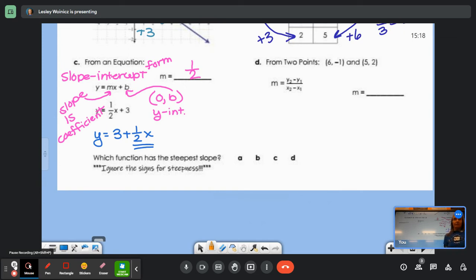So, those subscripts, some kids get a little confused by subscripts. The subscripts aren't there to confuse you. They're there to help you figure out which x and y we're talking about. The subscripts tell you which point the x and y come from. So let's start by numbering our points. Let's call 6, -1, point 1. We'll call 5, 2, point 2.